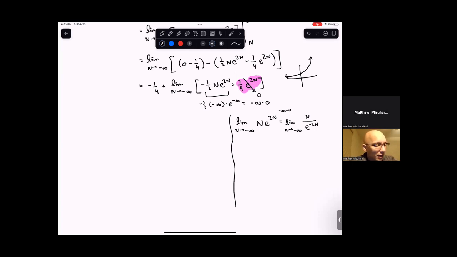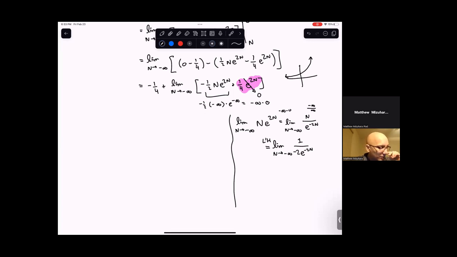And so now when I plug in negative infinity here, I'm going to get negative infinity on the top, and then e to the negative of negative infinity. So that's going to be e to the plus infinity, which is plus infinity, right? So now this is perfectly set up for L'Hopital. And so I could evaluate this as the limit as n approaches negative infinity. Now let's take a derivative of the top. So the derivative of n is just 1. And then the derivative of the bottom, so that's e to the minus 2n times negative 2.